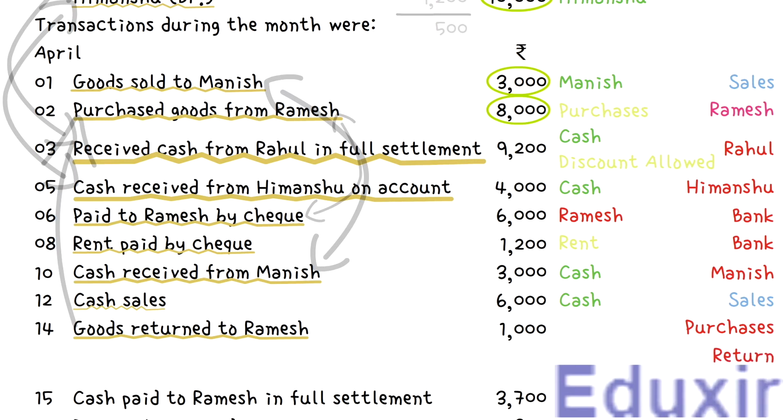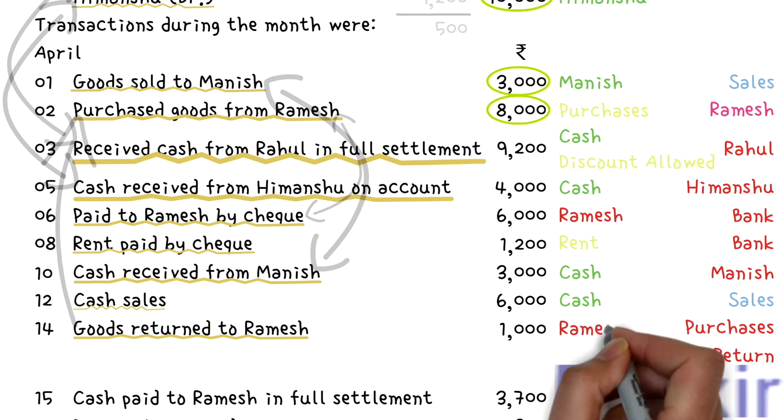At the same time, as the purchased goods are returned to the supplier Ramesh, the business does not have to pay for these returned goods. So, the liability of the business to pay to the creditor Ramesh is decreasing in this transaction. The rule to record any decrease in the liability is to debit the corresponding liabilities account. In this case, the creditor Ramesh account should be debited.